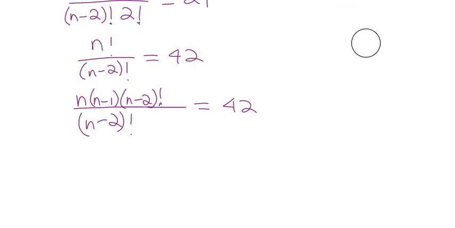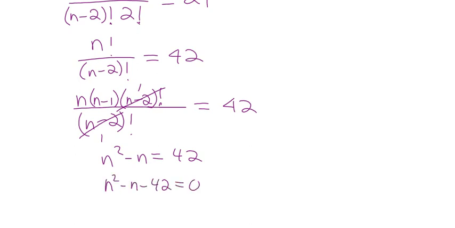Okay, now what? Cancel those. Whenever you cancel, you're always leaving behind a 1. Okay, now we're going to expand this, so we're going to get n squared minus n is 42. This is a quadratic. We solve that by setting it equal to 0. So n squared minus n minus 42 is equal to 0. They're natural numbers, so this has to factor, right? There is no choice. It has to factor.